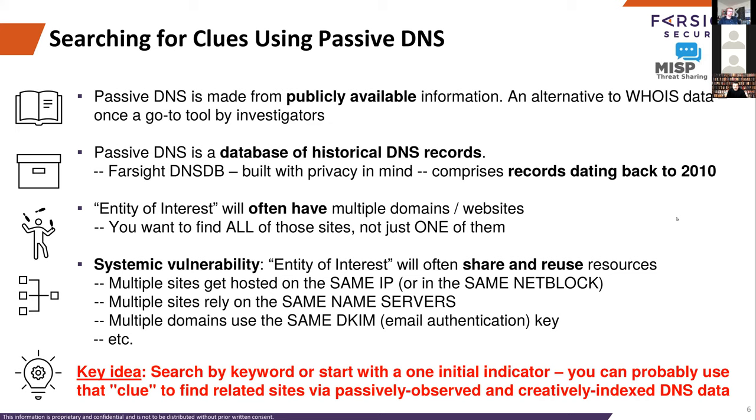The entity of interest very often has multiple domains and multiple websites. If you find one, very likely that around that environment, whether in an IP network or within a name system, you would find more than just one. The reason for this is not only the mode of operation of the cyber criminals, but also economics.